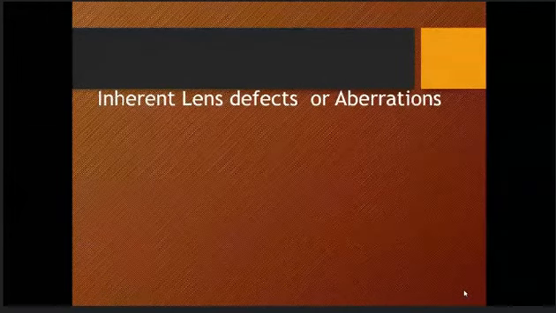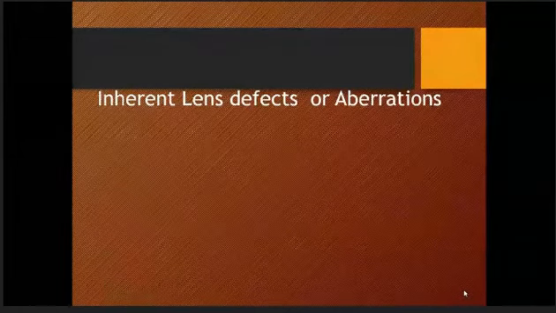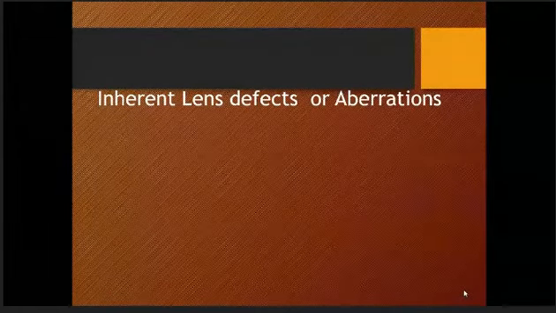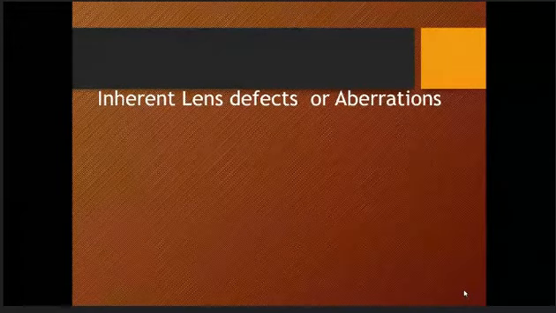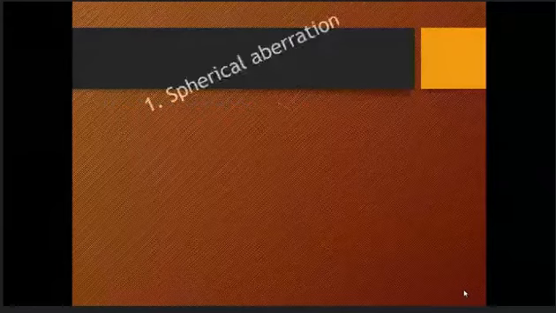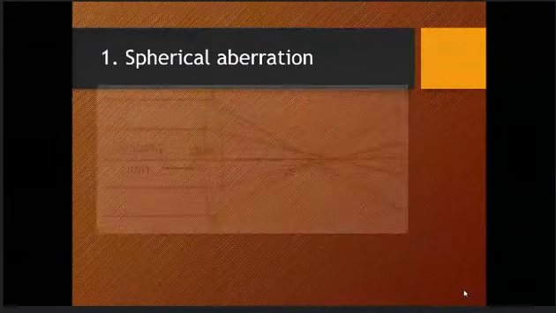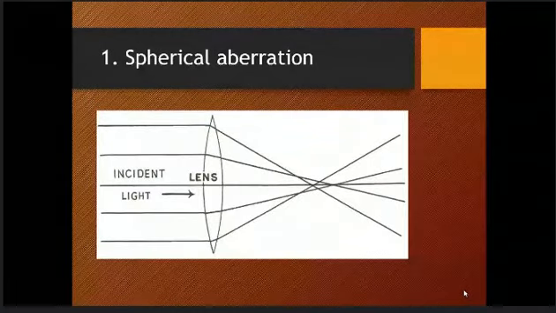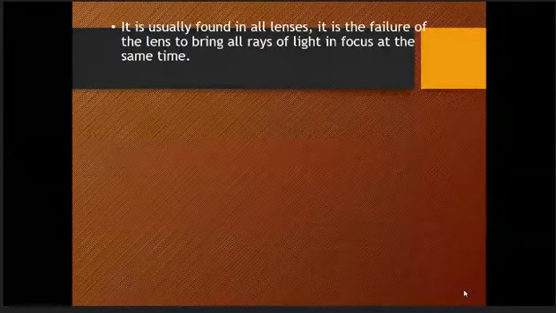What is the other term? Natay mga defects but this is under in traditional photography. Lens defects or aberration. The other term of aberration is lens defects. The other term of lens defects, gitawag nato ni siya aberration. Now, first we have the spherical aberration. So, muna itsura sa spherical aberration. It is usually found in all lenses.